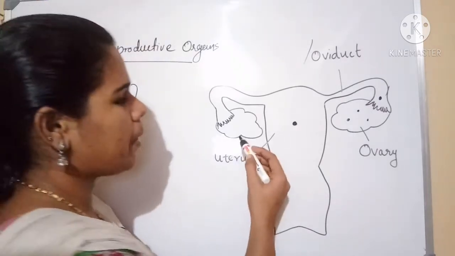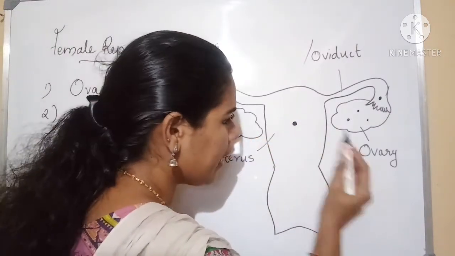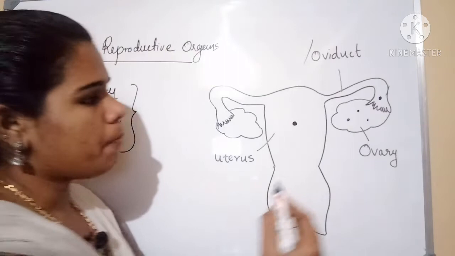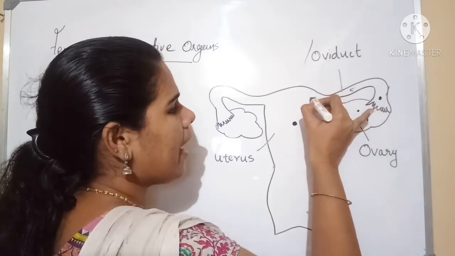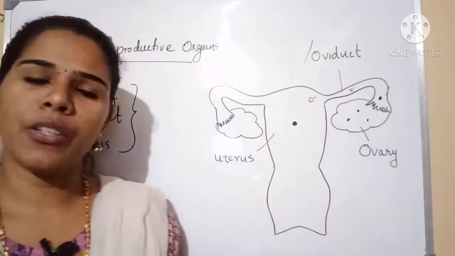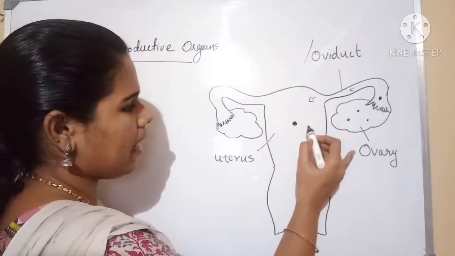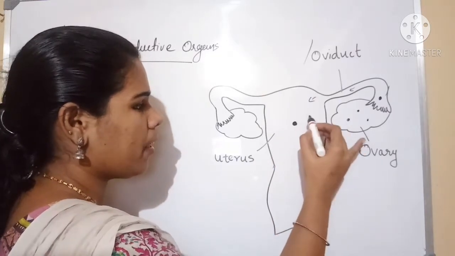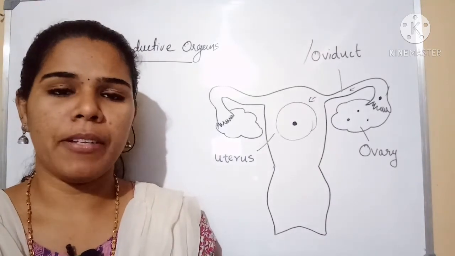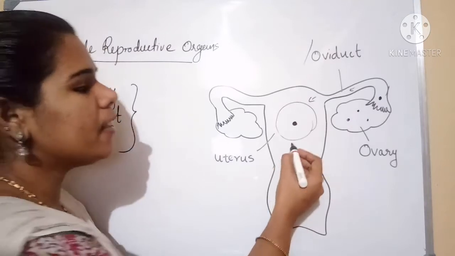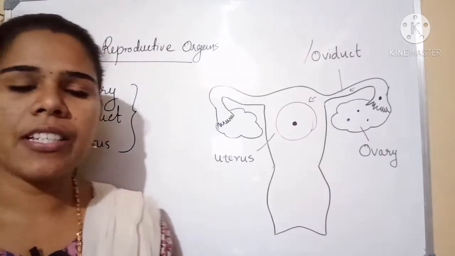So these are the pair of ovaries. Any one of the ovary releases a mature ovum into the oviduct, and this ovum moves through the oviduct and reaches the uterus. After fertilization, the development of the baby occurs inside the uterus. These are the three main parts of a female reproductive organ.